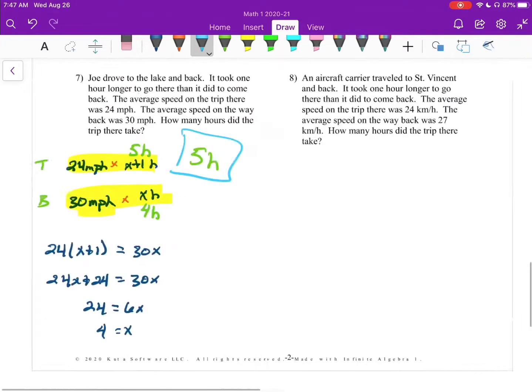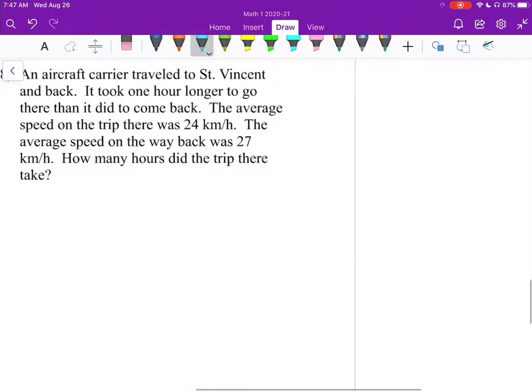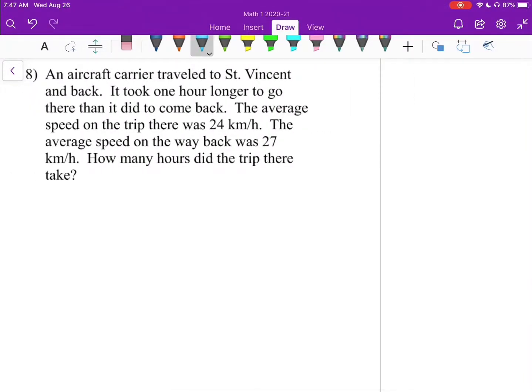Alrighty. Last one. An aircraft carrier traveled to St. Vincent and back. It took 1 hour longer to go there than it did to come back. So it said 1 hour longer there. So we have x plus 1 for there. And then for back, we just have plain old x. And we're talking about hours.